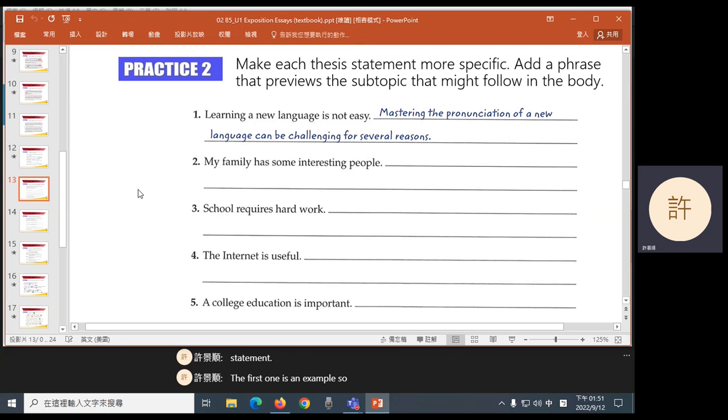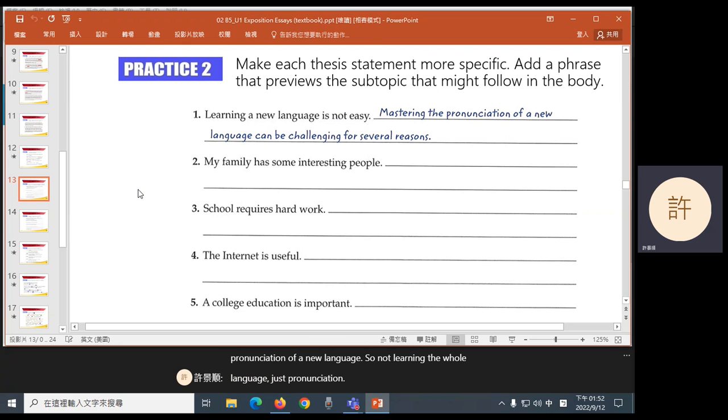So learning a new language is not easy. What part of this sentence can be developed? Maybe you could talk more about why it's not easy. And so the example answer expands on what it means to learn a new language and why it's not easy. And so learning a new language turns into mastering the pronunciation of a new language. So not learning the whole language, just pronunciation.